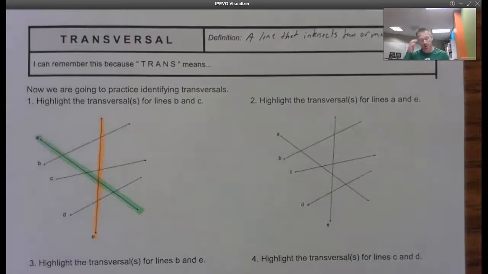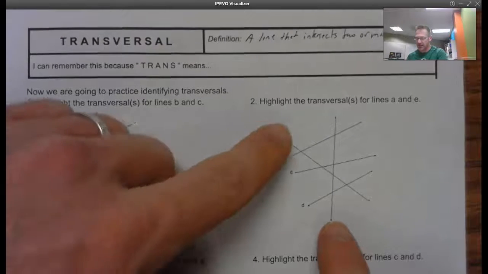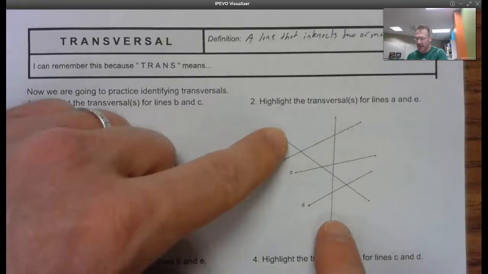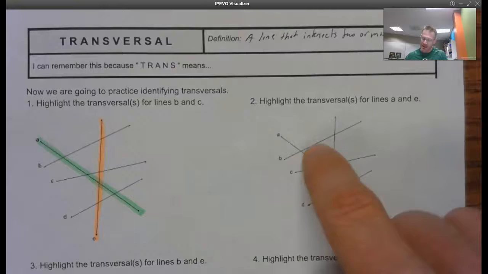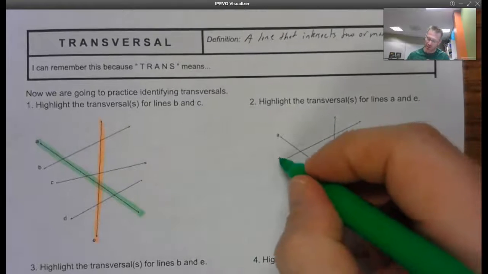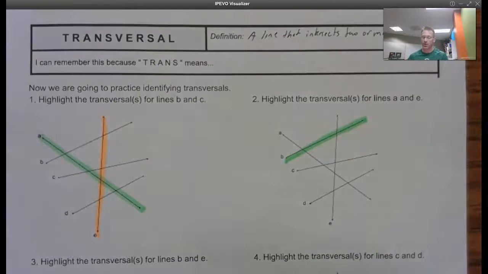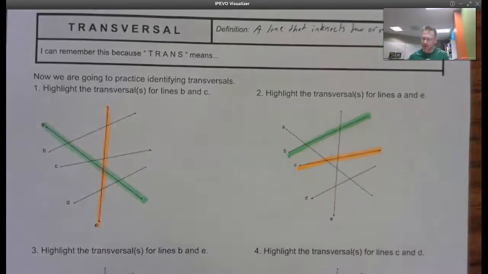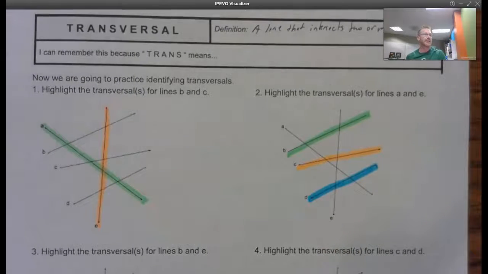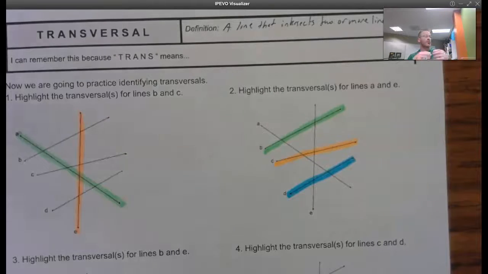So now let's look at number 2. Highlight the transversal or transversals for lines A and E. So here's A and E. What hits A and E? We have this right here. If I look, B hits A and E right there. So B would be a transversal for A and E. Then I look right here, C hits A and E. So that would be a transversal. And then when I get down here, I ran out of highlighters. Let me see if I have another one. There's my blue one. And then we can see that D hits A and E there. So for lines A and E, there are three transversals.